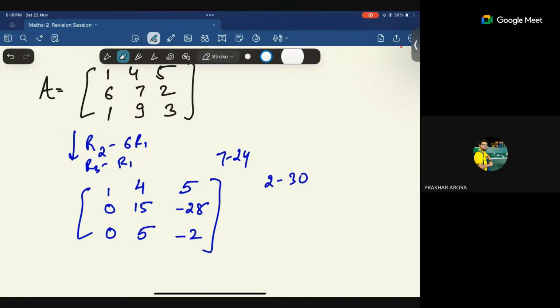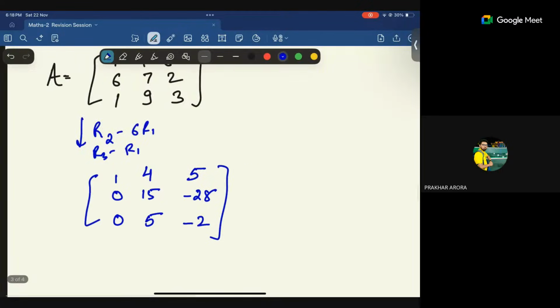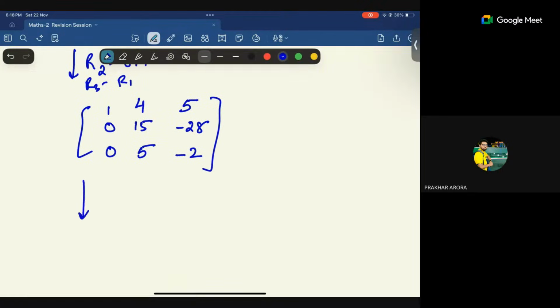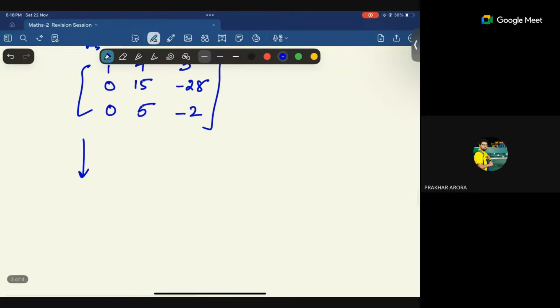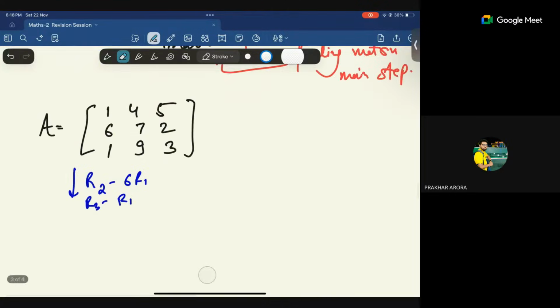Now let me erase this. I'm again saying, if I make any mistake here, that is not the important thing. I draw matrices by myself in my brain, so this is natural. This is not an easy matrix. Let me take an easy matrix.